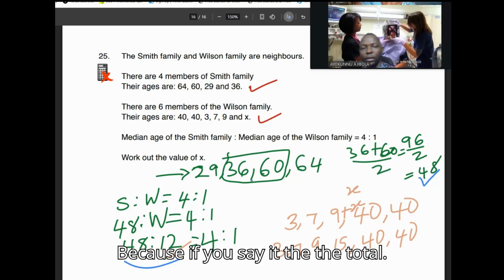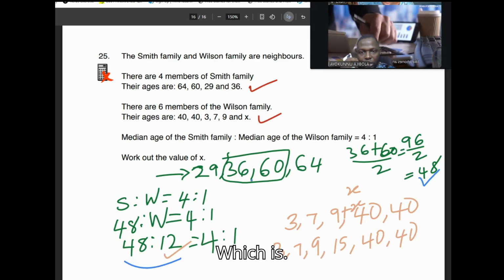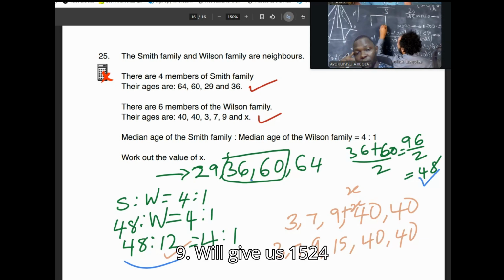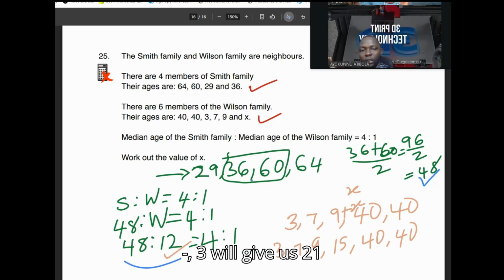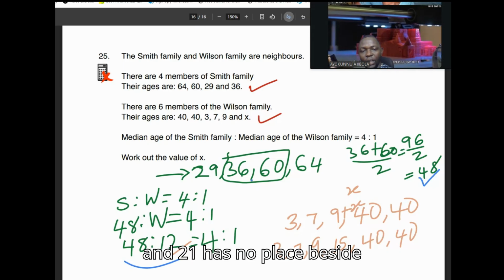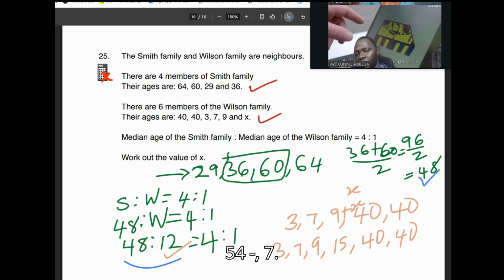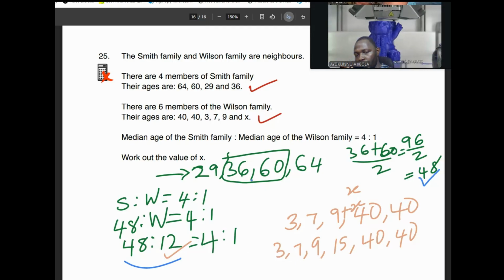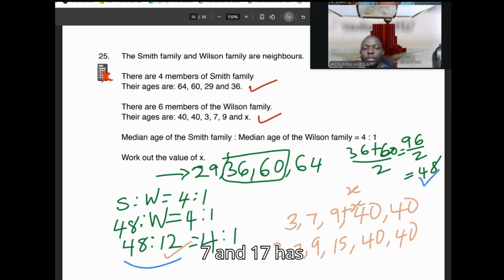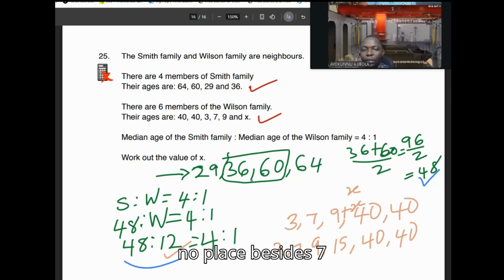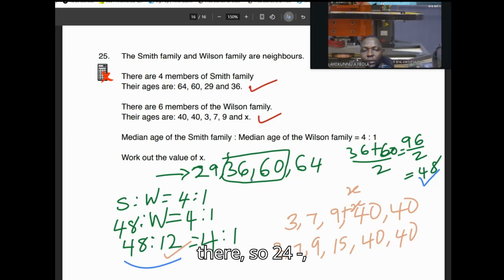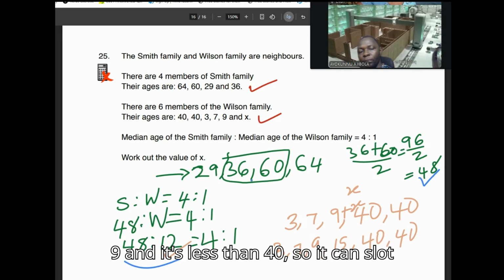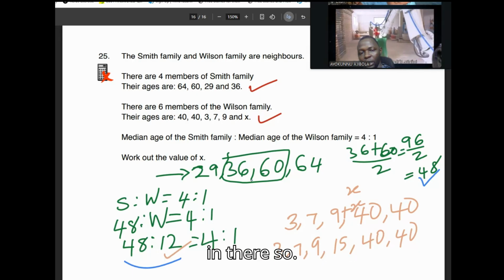Because if you say the total, 24 minus 9 will give us 15. 24 minus 3 will give us 21, and 21 has no place beside 3. 24 minus 7 will give us 17, and 17 has no place beside 7 there. So 24 minus 9 is 15. 15 still has a place because 15 is greater than 9 and it's less than 40. So it can slot in there.